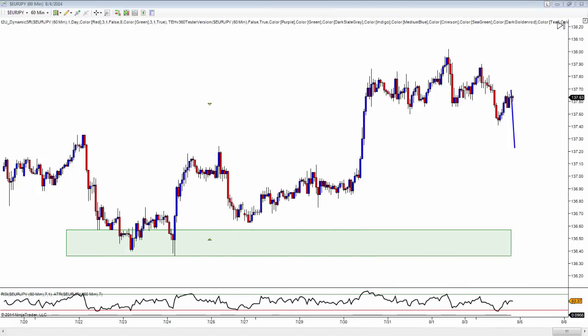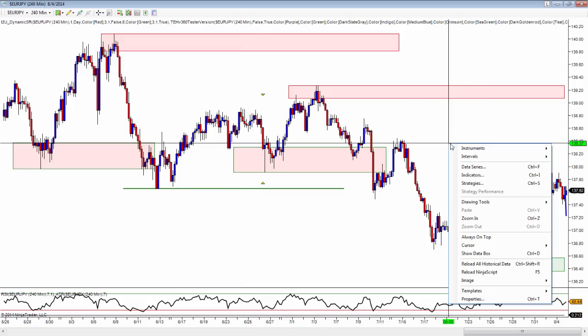Anyway, going down to my lower time frames, I go down to my 4-hour chart first, and we notice this little consolidation.